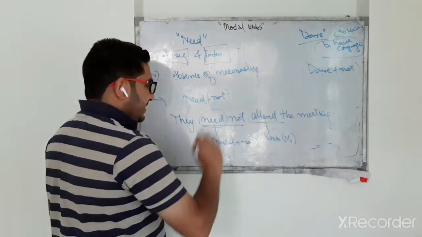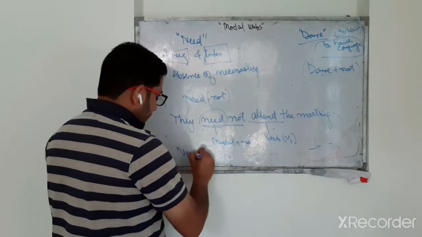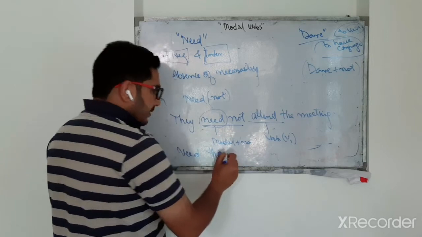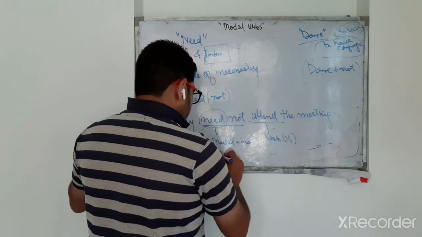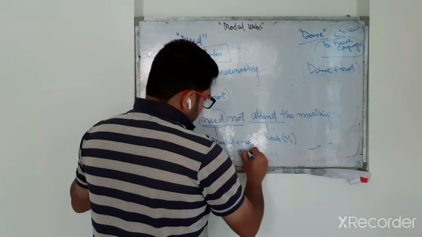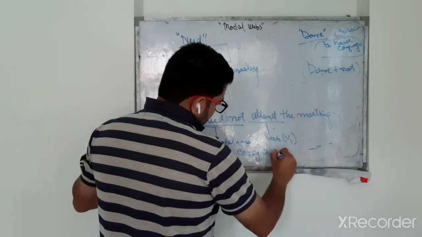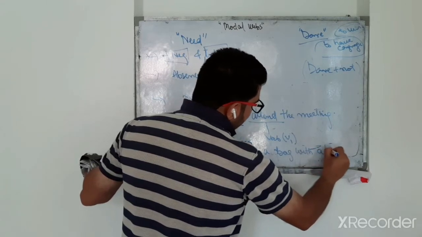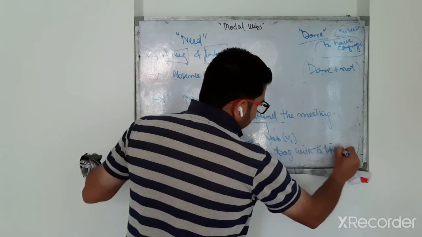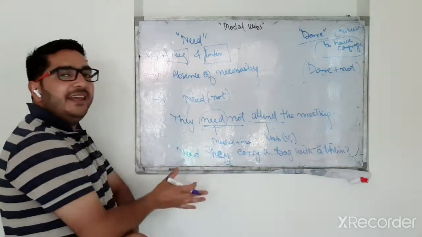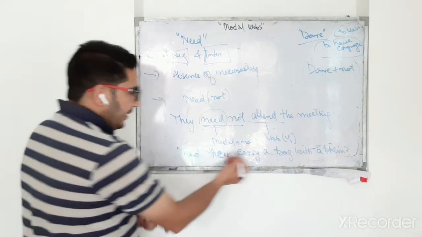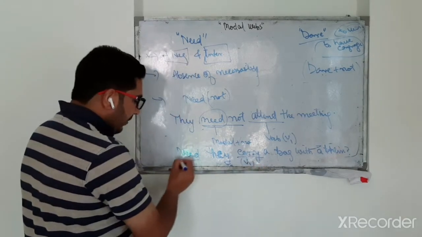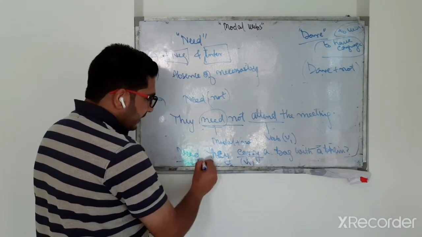Now I'll write another sentence that is interrogative. For example, need they carry a bag with them? This is carry, it is V1, the verb's base form, and this is the modal verb.